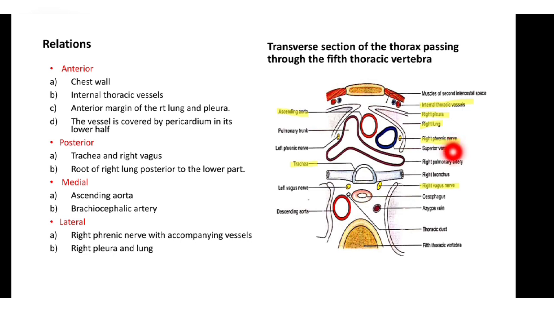So these are the relations. Anteriorly, chest wall, internal thoracic vessels, anterior margin of right lung and pleura; posteriorly trachea, this is trachea; medially ascending aorta, this is ascending aorta; laterally phrenic nerve, this is phrenic nerve.